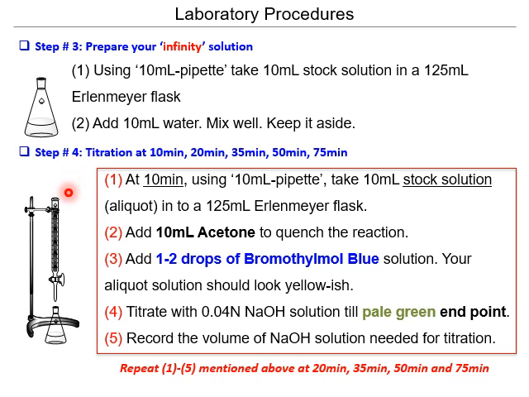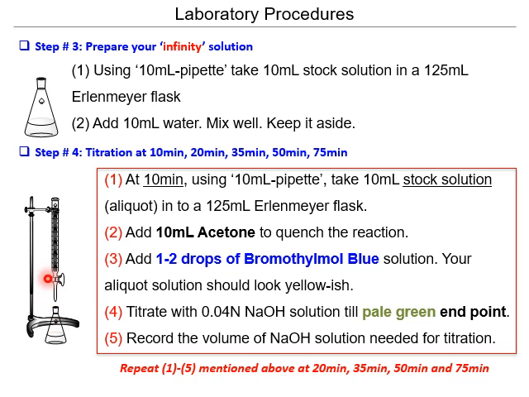Now you need to titrate your stock solution at 5 different times: 10 minutes, 20 minutes, 35 minutes, 50 minutes, and 75 minutes. At each of these times, you need to take 10 milliliters of stock solution, add it to a 125 milliliter Erlenmeyer flask, add 10 milliliters of acetone, and then add 1 to 2 drops of bromothymol blue as your indicator. After adding the indicator, the color of the solution will be yellowish.